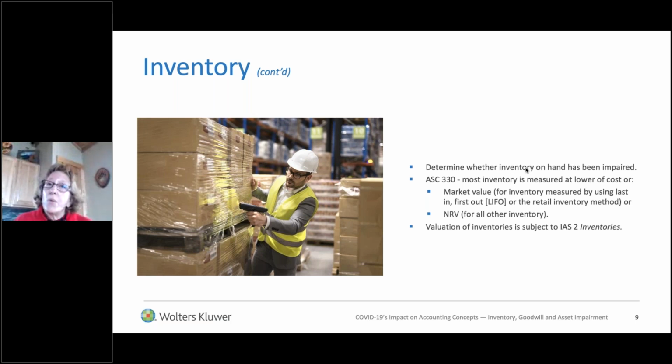So one of the things that we have to think about with inventory is we have to determine whether our inventory on hand has been impaired. And if you look at the accounting standard 330, most inventory is going to be measured at lower of cost or one of these two things: market value for inventory that's measured by using the LIFO method, or the retail inventory method, or the net realizable value for all other inventories. So valuation of the inventories is typically subject to your accounting standard 2 inventories.